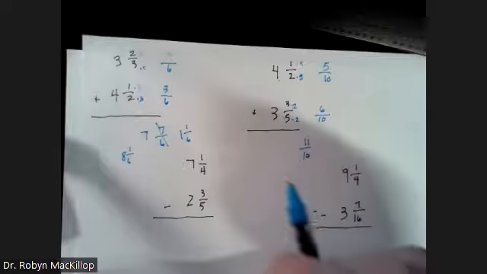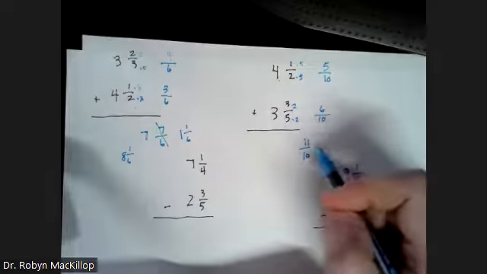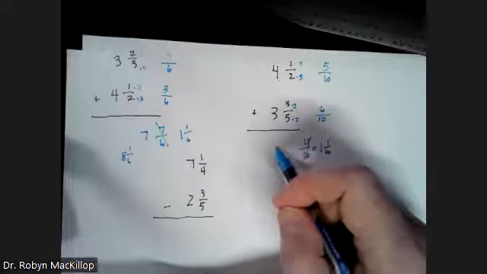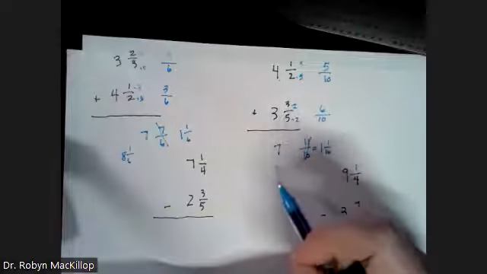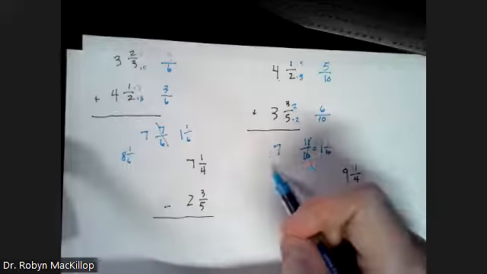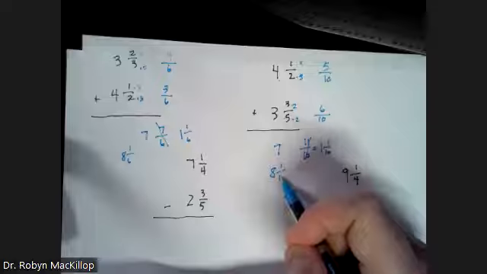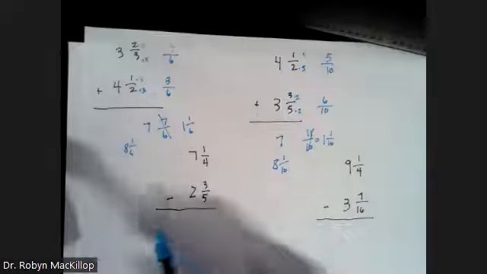And this time I'm not going to deal with the whole numbers yet. I'm going to make this into a mixed fraction. That's going to be 1 and 1/10. So this one's done. And then we bring down that 7. But we're not finished because we need to combine the 7 and the 1 and 1/10. So that's going to be 8 and 1/10. Nice.